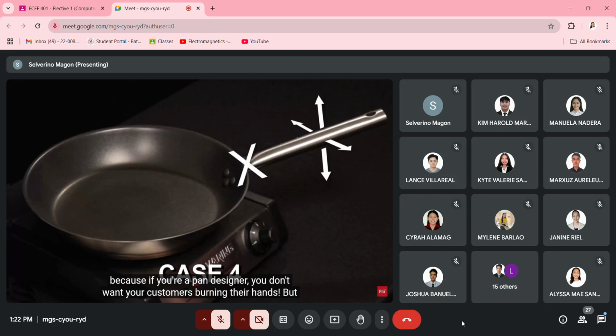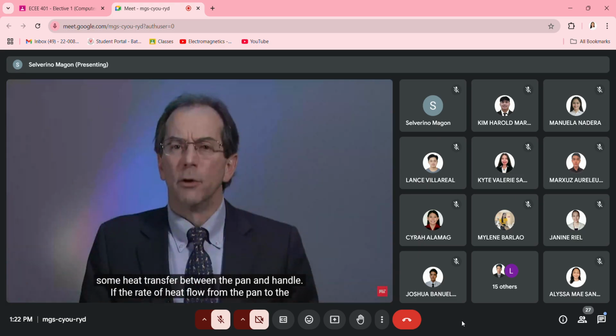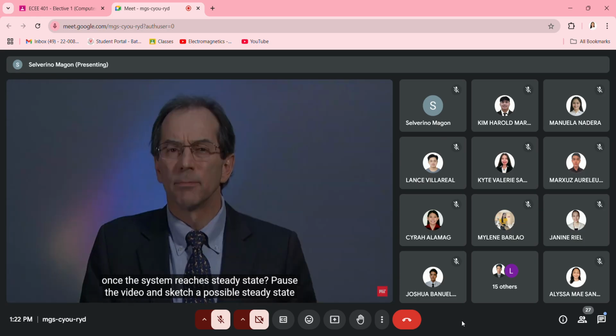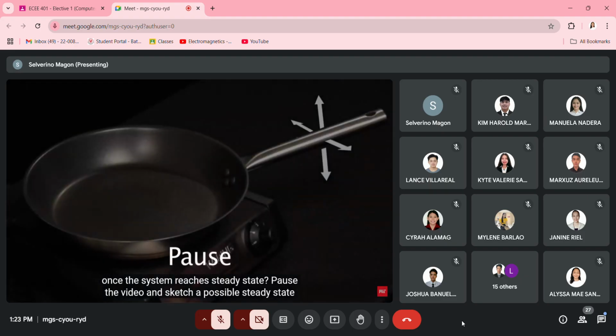But of course, there is no such thing as perfect insulation, so we'll have to allow for at least some heat transfer between the pan and handle. If the rate of heat flow from the pan to the handle is extremely small, what can you say about the temperature profile across the handle once the system reaches steady state? Pause the video and sketch a possible steady state temperature profile in the handle.